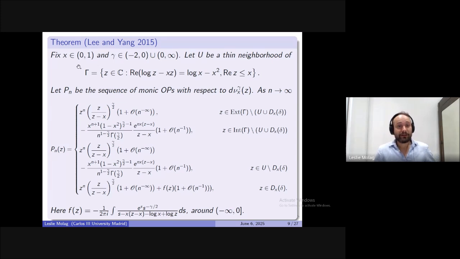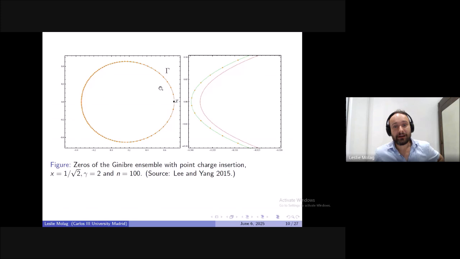And then they consider a certain curve, which is important. So they have this curve here, which is essentially a level curve. So it's determined by this condition here that you see. And their result uses a thin neighborhood of this curve. So before I dive into the formulas, let me show you what this curve looks like. So it looks like this. You see it in the left picture over here.